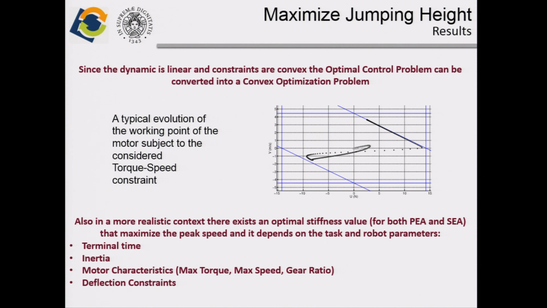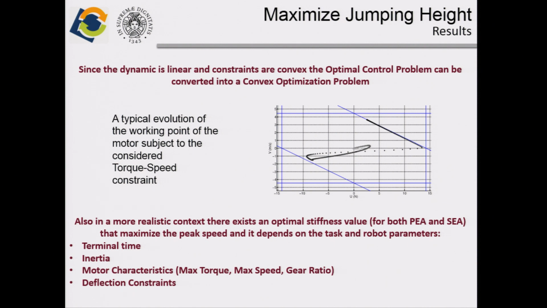Okay, here, as I told, we have the plot of a typical result. We can see the velocity of the motor against its torque. And as you can see here, there are the bounds. So in a certain region, the bounds of the torque and the speed is linear.